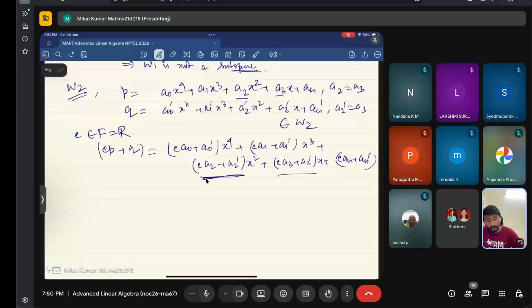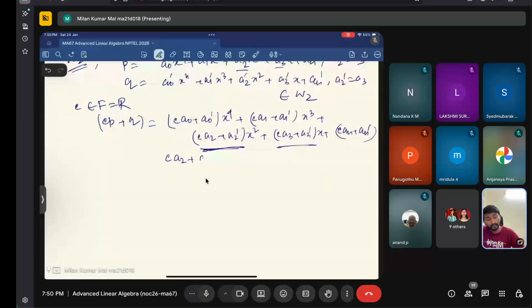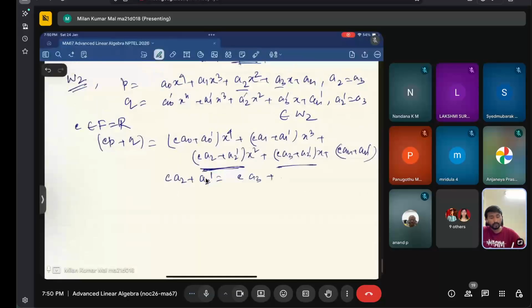But note that C A2 plus A2 dashed equals C A3 plus A3 dashed, because A2 equals A3 and A2 dashed equals A3 dashed. So that implies that CP plus Q is in W2.